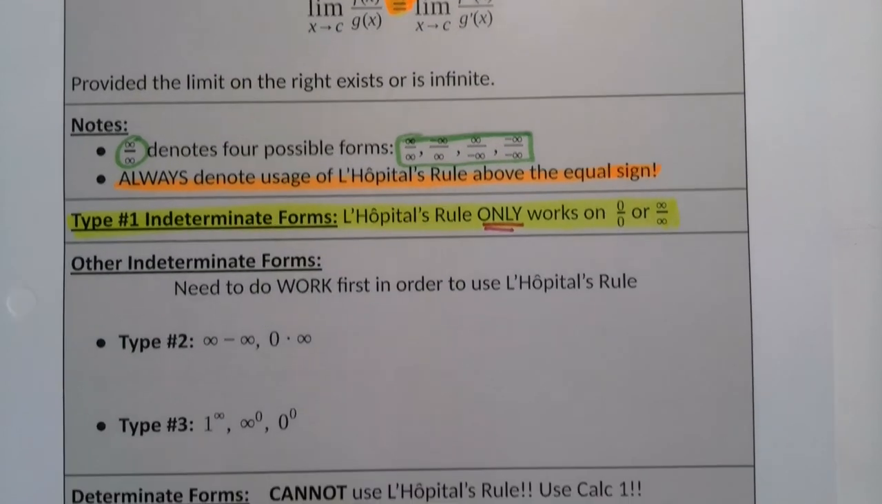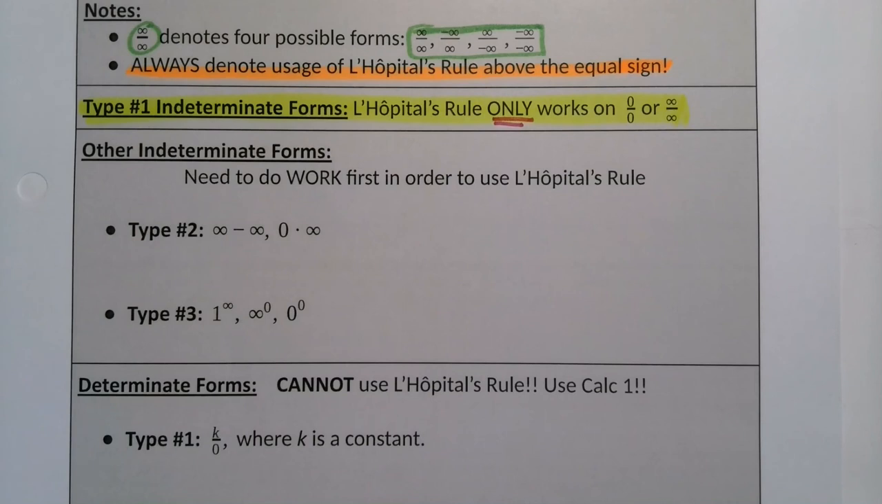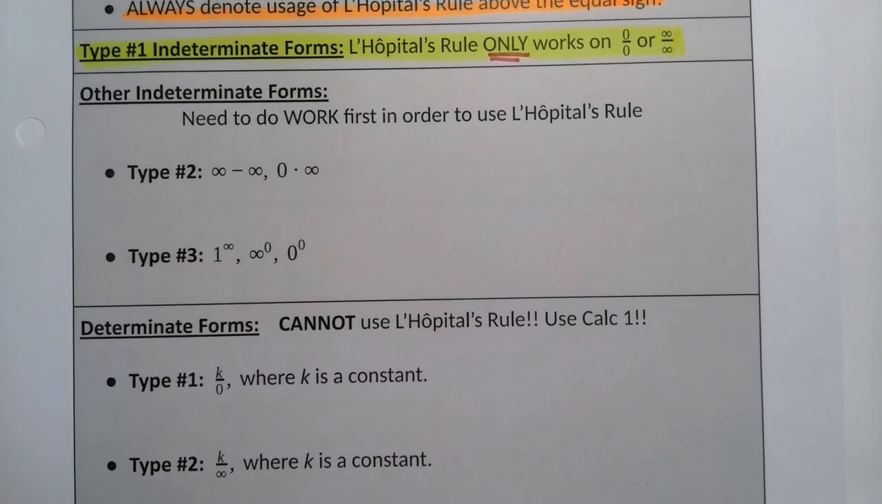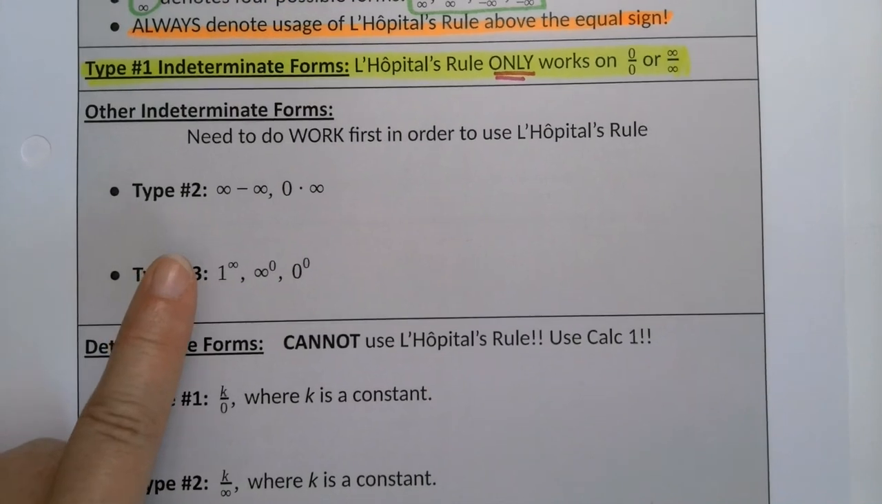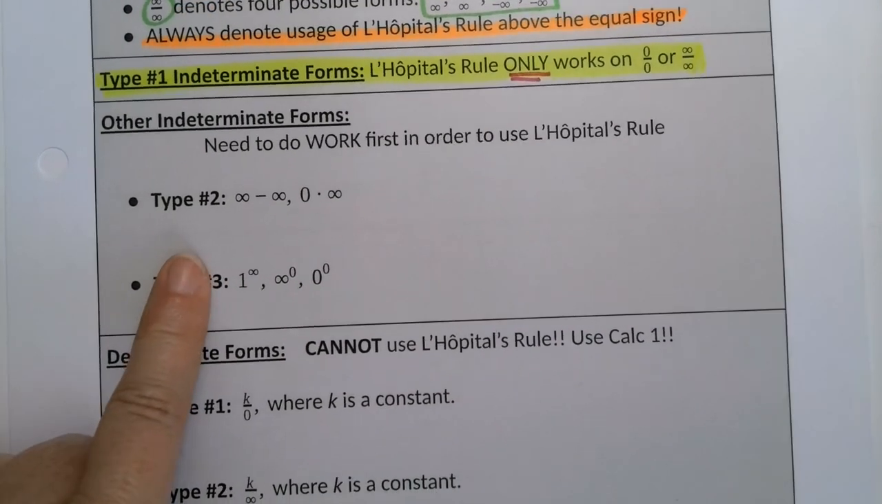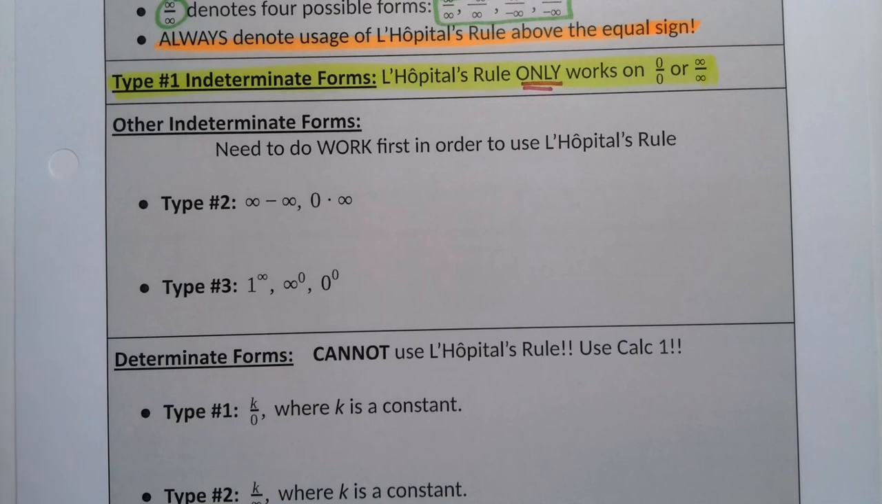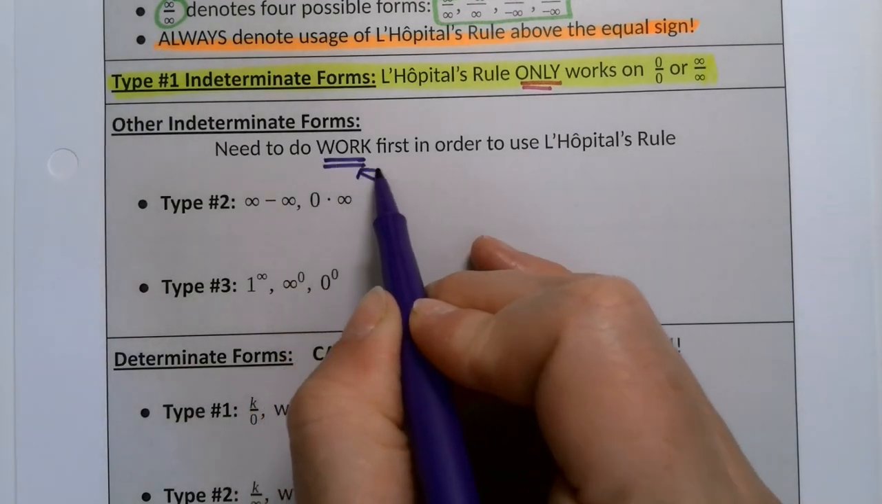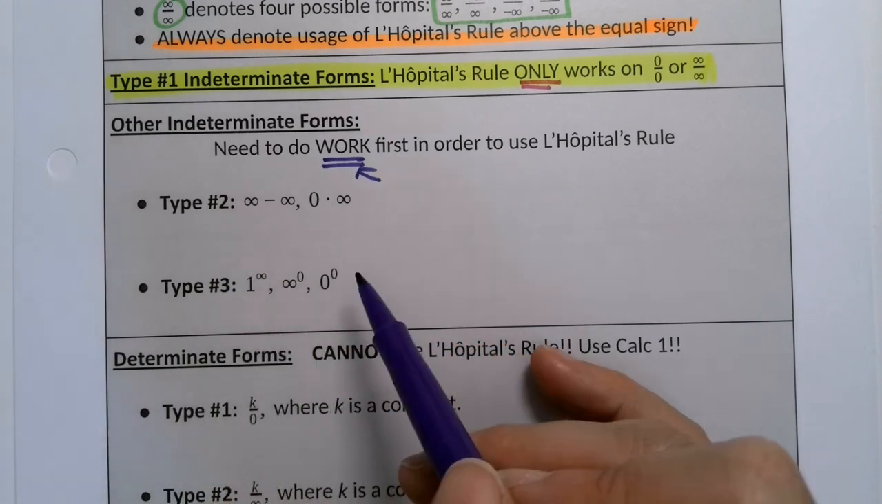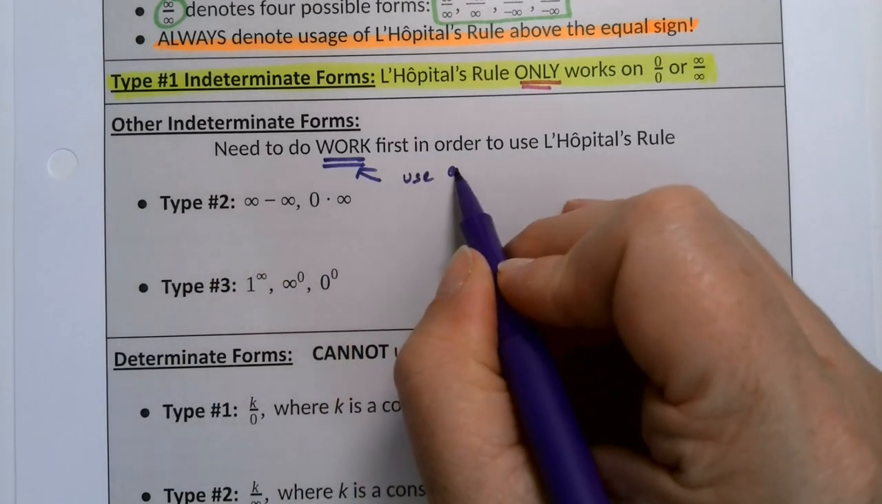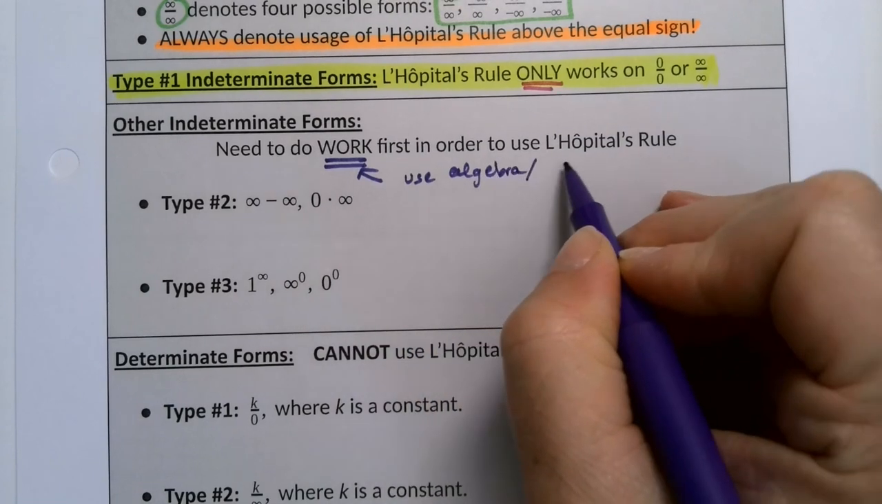Now, there are other indeterminate forms besides 0 over 0 and infinity over infinity. There are these two types, type 2 and type 3. And they're graded on level of difficulty. So type 2 is more difficult to work with than type 1, but not as difficult as type 3. So you'll have to use algebra tricks. You're going to have to do work first in order to do these. And basically the trick you use for type 2 is not the same as the tricks you use for type 3. So you'll have to use all your algebra, trig, and pre-calc skills.